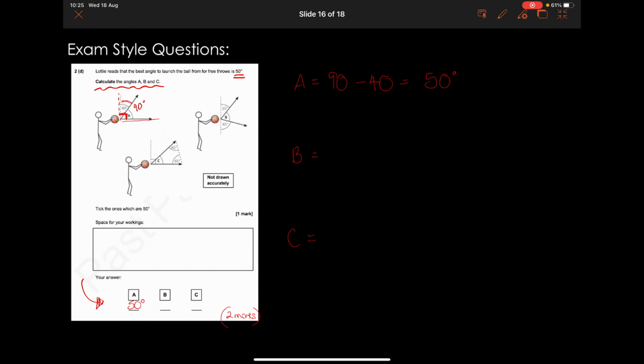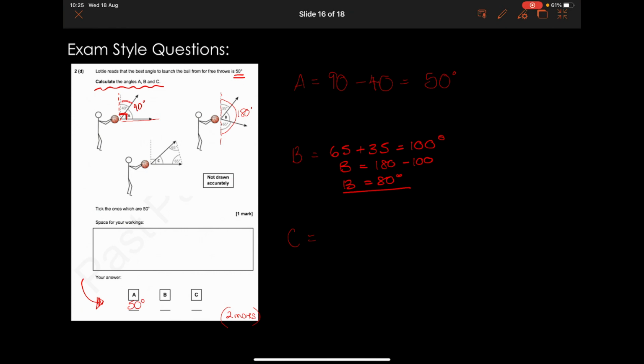B, now then, we should know that B is on a straight line, which means all of these together add up to 180 degrees. So 65 plus 35 equals 100 degrees. So B must be 180 minus 100, which leaves us with 80 degrees.